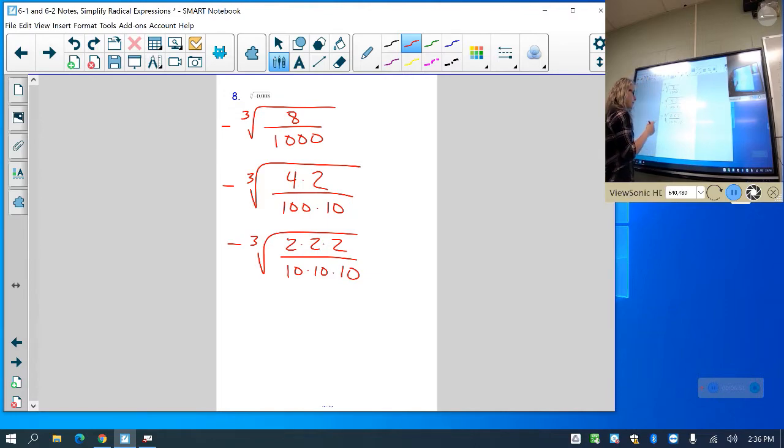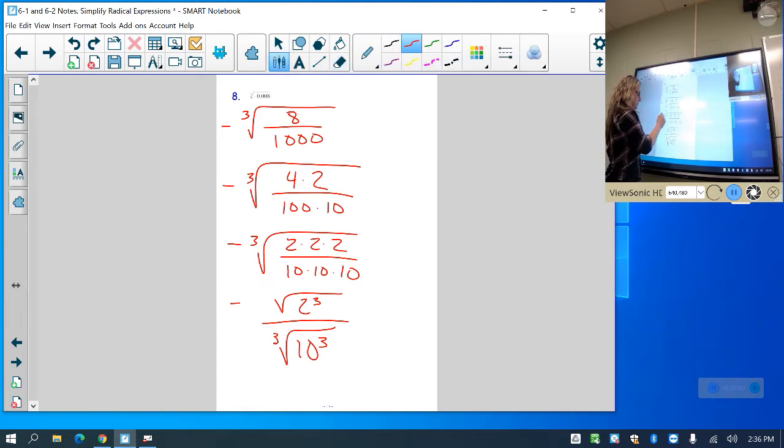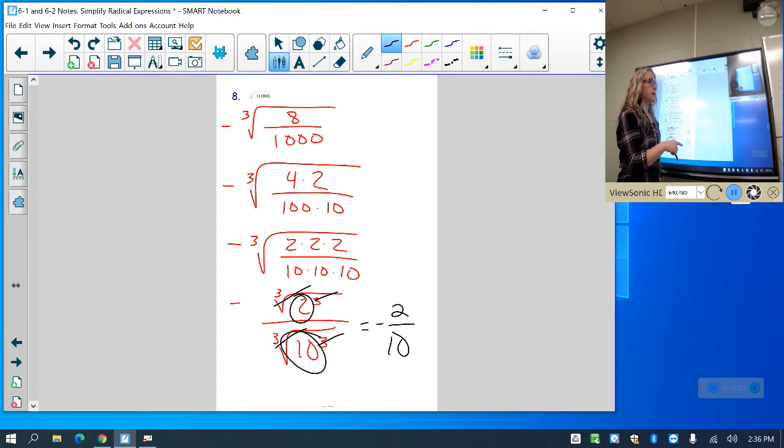Now what you have to remember is this is 2 cubed and 10 cubed. So I have negative cube root of 2 cubed, and I'm going to go ahead and distribute my cube root so you can see that, and 10 cubed. That's a cube root, by the way. That kind of looks like it's a 3. So now what happens is I can cancel out my cube root and cube. So I'm left with negative 2 tenths. You can put this answer in. It is correct. However, it's not simplified, so I would simplify it to negative 1/5.